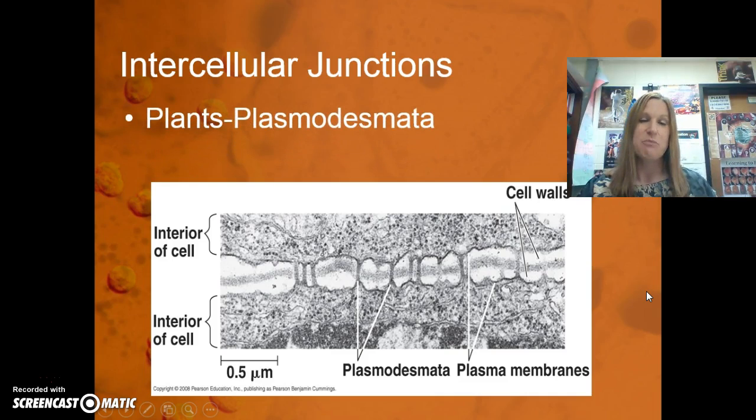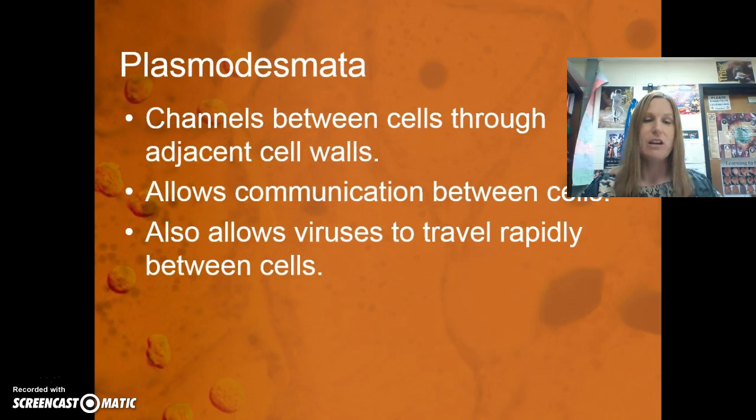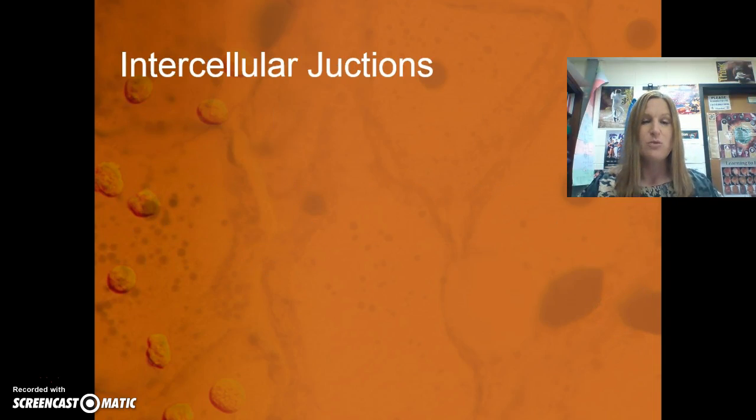Intracellular junctions. In plants, we have the plasmodesmata. So let's take a look at plasmodesmata. These are the channels between cells that are through adjacent cell walls. They allow communication between the cells. And the bad news, it also allows viruses to travel rapidly between cells. So these are a little junction in between plant cells that allow communication and unfortunately some other things to pass that we don't want to pass.